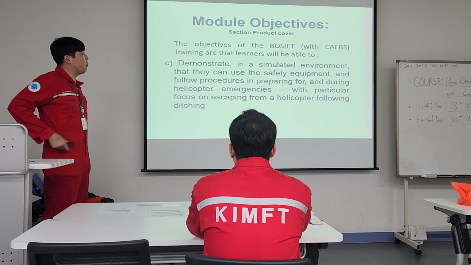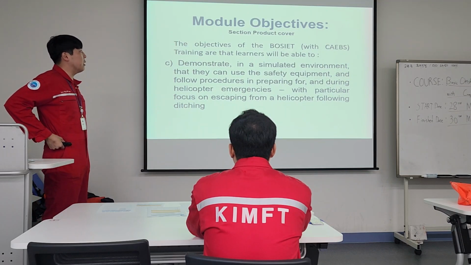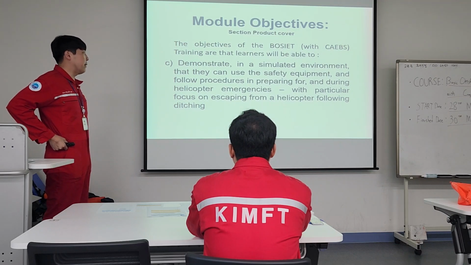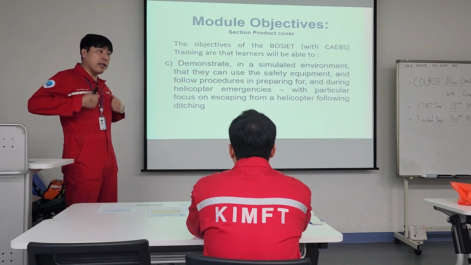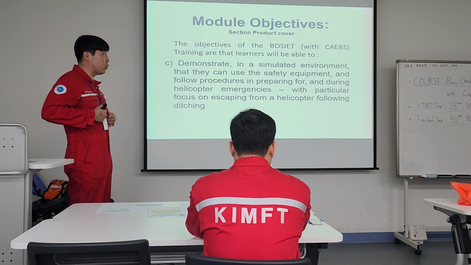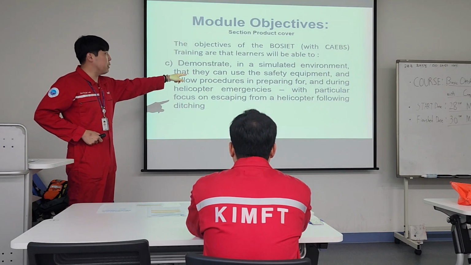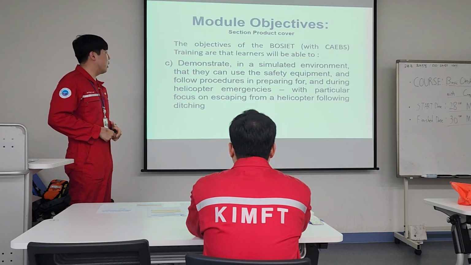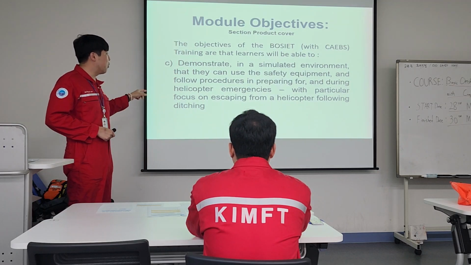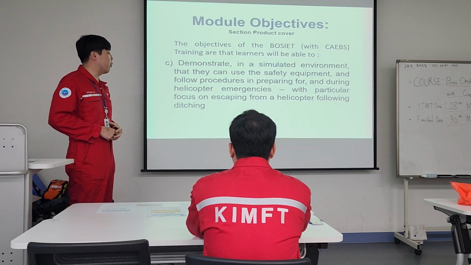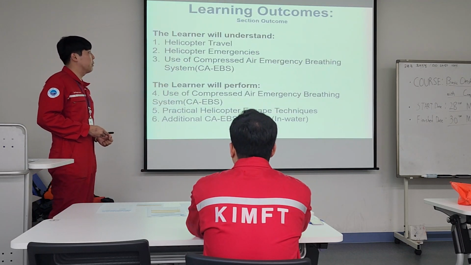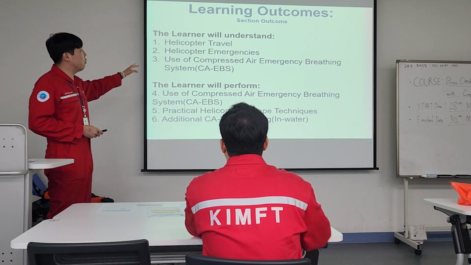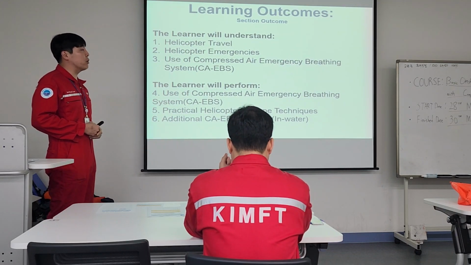So this is the objective. The objective of the BOSIET with CABS training is that learners will be able to demonstrate in a simulated environment that they can use the safety equipment, that is CABS, and our aviation jacket and aviation suit, and follow procedure in preparing for and during helicopter emergencies, with particular focus on escaping from a helicopter following ditching. So we're going to learn about the emergency procedure, and all the delegates will understand this.